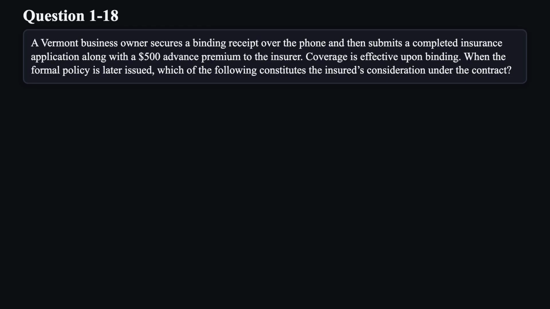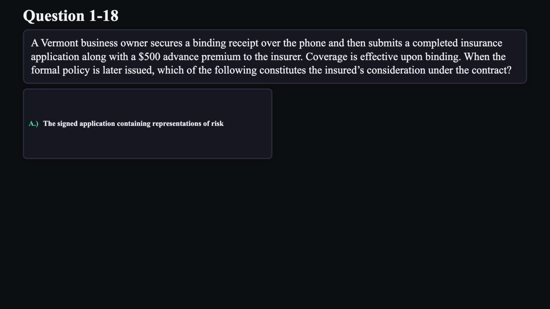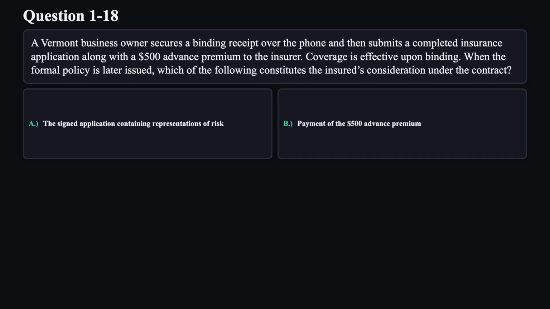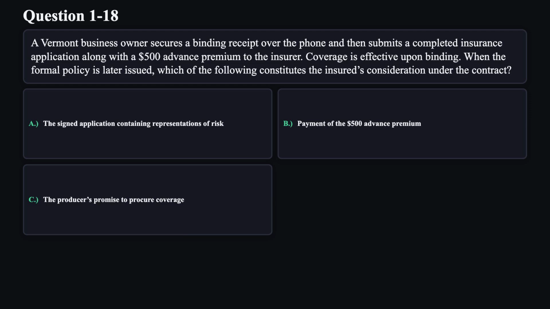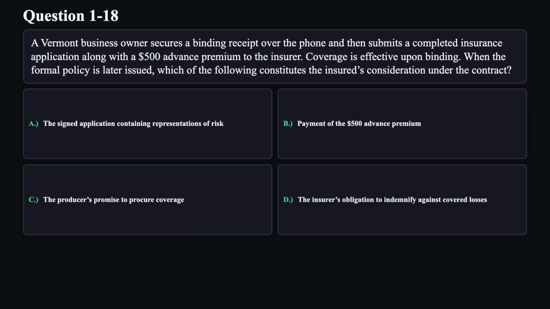Question 18. A Vermont business owner secures a binding receipt over the phone and then submits a completed insurance application, along with a $500 advance premium to the insurer. Coverage is effective upon binding. When the formal policy is later issued, which of the following constitutes the insured's consideration under the contract? A. The signed application containing representations of risk. B. Payment of the $500 advance premium. C. The producer's promise to procure coverage. D. The insurer's obligation to indemnify against covered losses.